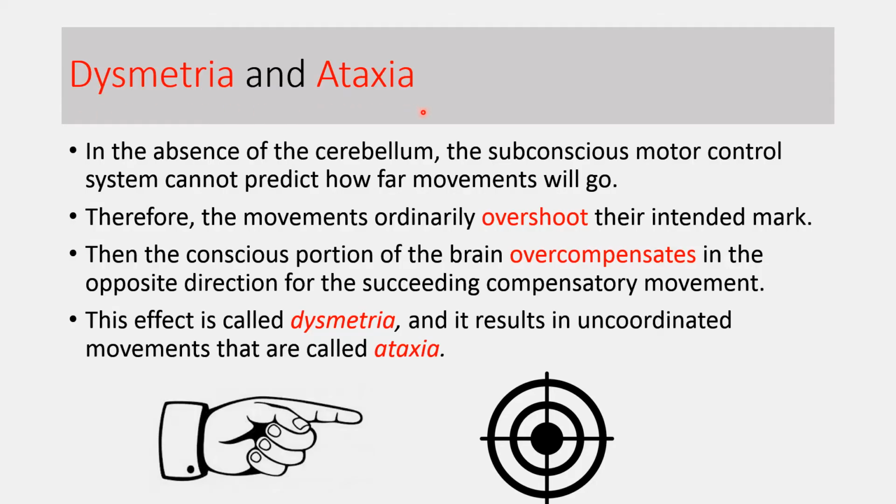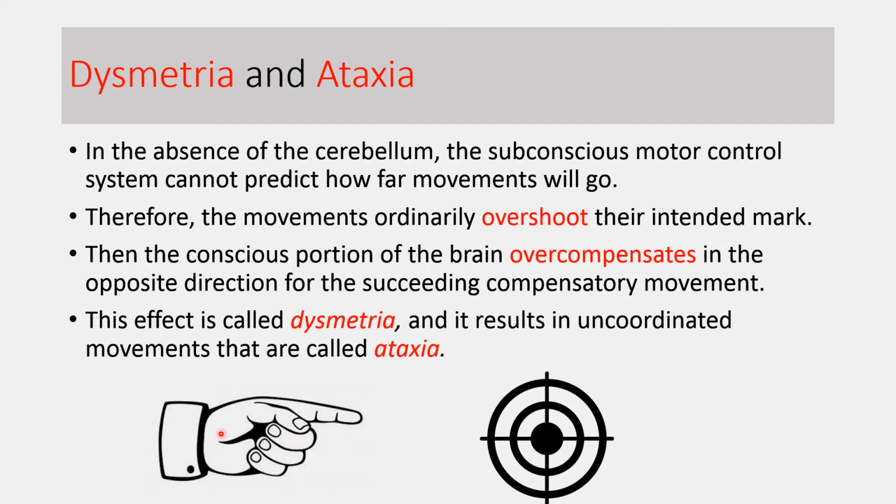Dysmetria and ataxia. In the absence of the cerebellum, the subconscious motor control system cannot predict how far the movement will go. Therefore, the movements ordinarily overshoot and then overcompensate in the opposite direction, and this is known as dysmetria, and it results in uncoordinated movements that are called ataxia.